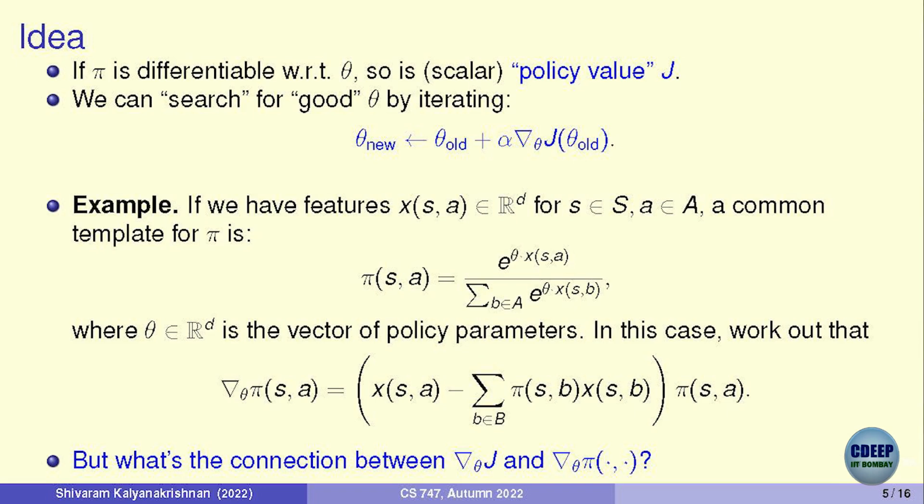By the way, pi here is a function of theta. I've not explicitly said that pi is a function of theta, but I've left it implicit. So this is a pi that depends on theta. This pi also depends on theta, right? So there is a dependence everywhere on theta. But the point is, if our aim is to go up the gradient of J, why are we looking at the gradient of pi? I'll give you the answer to that question, but anything from you so far?